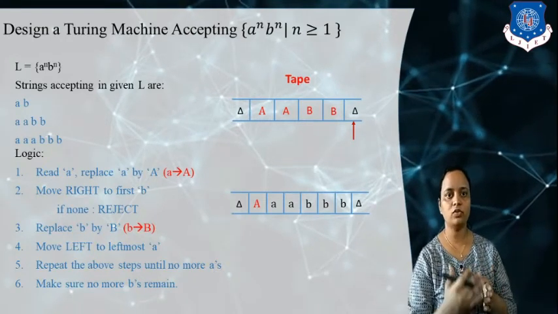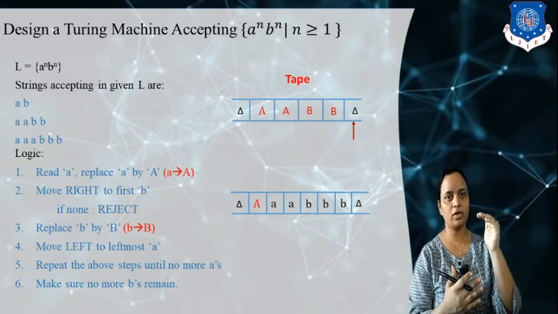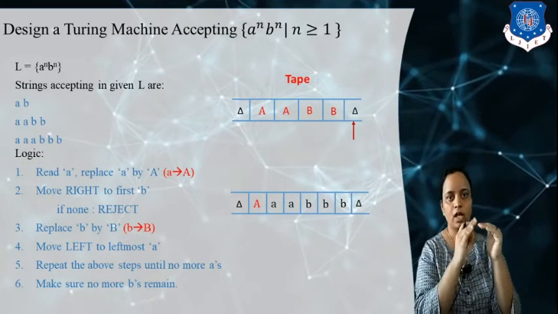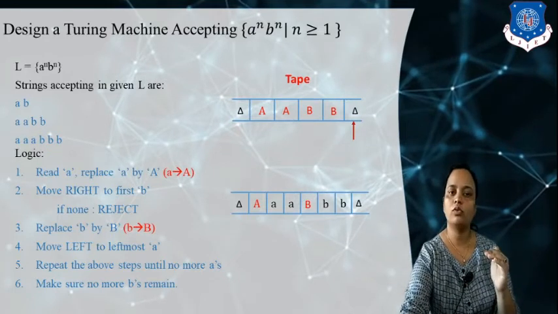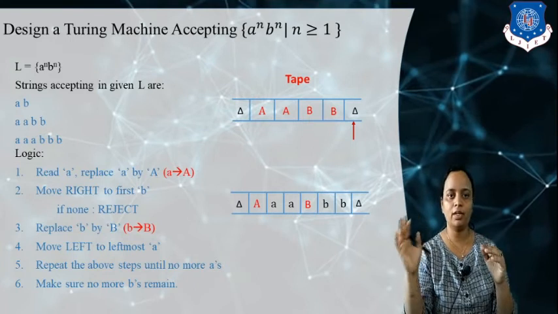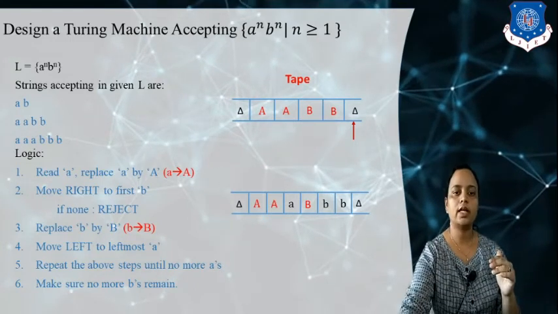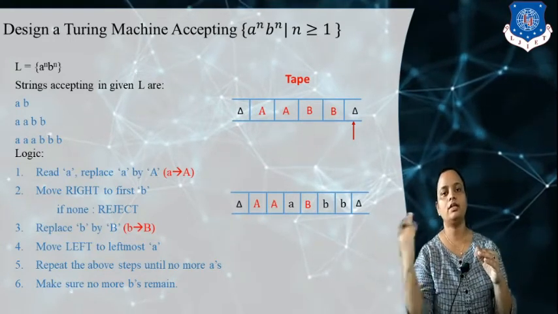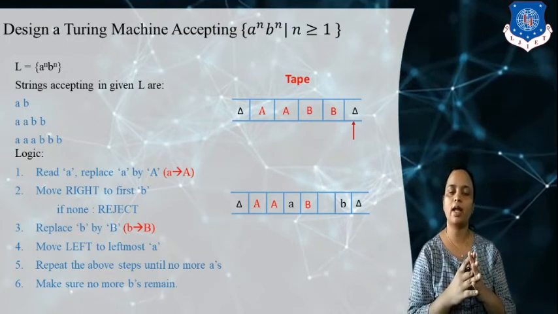Because we have used a different symbol, and this different symbol indicates that this A is counted. Now I am going to move to the first B. The first B, if I find it, is replaced by a capital B. Now move on to the second A. The second A is replaced by a capital A. Again, the second B is replaced by a capital B.